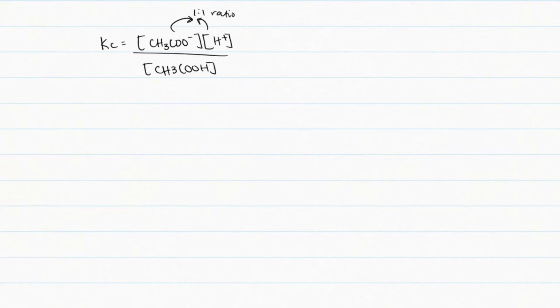Kc is usually given by finding the product of the products divided by the product of the reactants. So in this case, Kc is equal to the concentration of the ethanoate ions multiplied by the concentration of H+ ions divided by the concentration of ethanoic acid. The ethanoate ion and the hydrogen ion are equimolar, meaning they have the same concentration, and this is because they're in a 1-to-1 ratio.